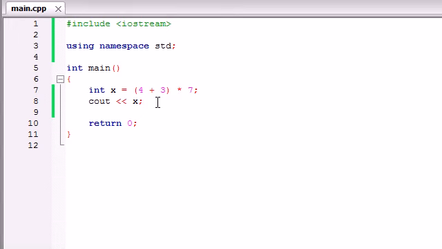For now, that's all I want to talk to you about: basic arithmetic and how it works in C++. So for now, that's all you get.